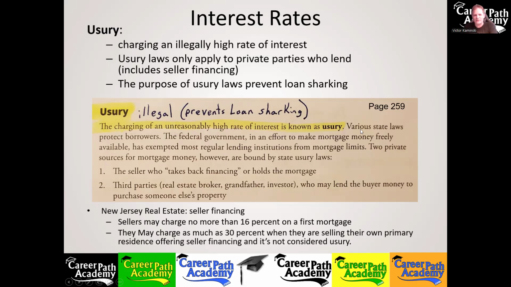What is considered usury? Well, seller financing in New Jersey, sellers can charge no more than 16% on a first mortgage interest rate. And they may charge as much as 30% when they're selling their own primary residence, and that's not considered usury. 30%? 16%? Yeah. Hell, your parents, when they first bought their house, if they bought it like in the 70s, I bet they were in the teens on the interest rate.